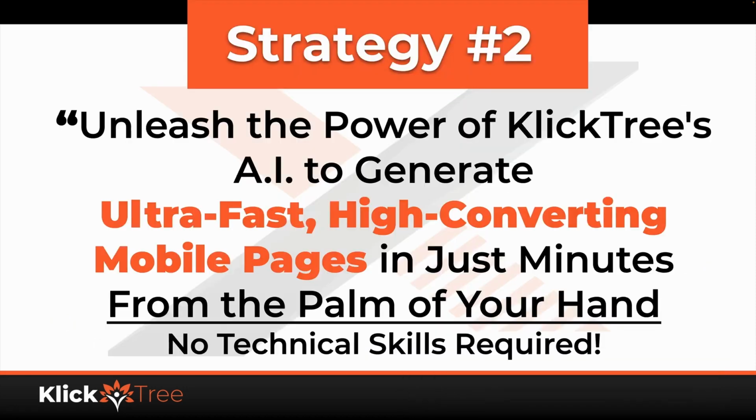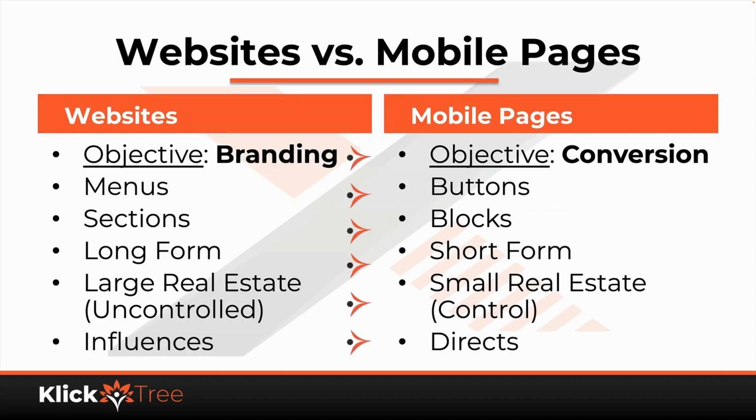Now, let's get into strategy number 2, because we all want to see KlickTree, right? So it's AI generated, it's ultra fast, and it's high converting. You can build that in minutes. Now, we have to understand that desktop pages and mobile pages are very different.